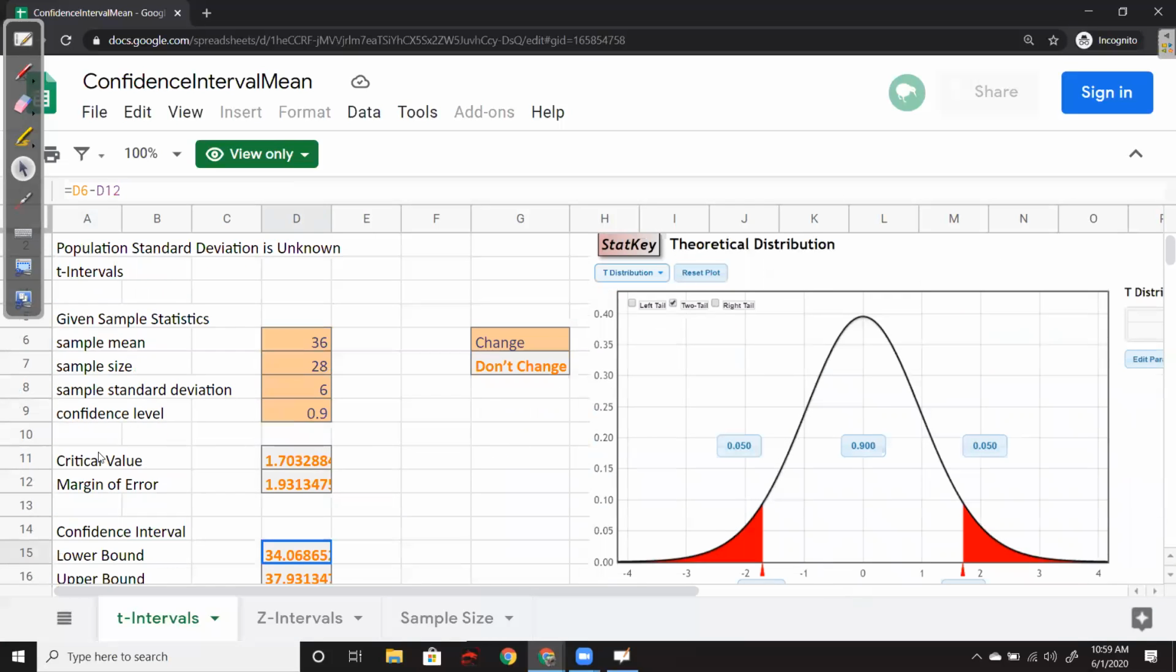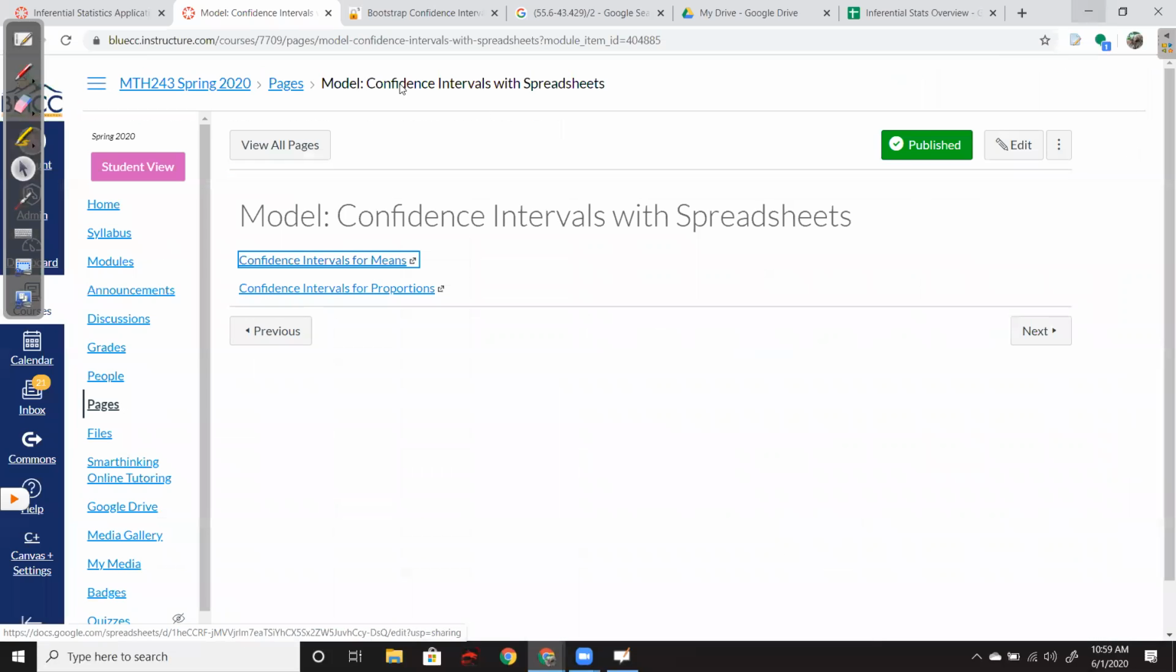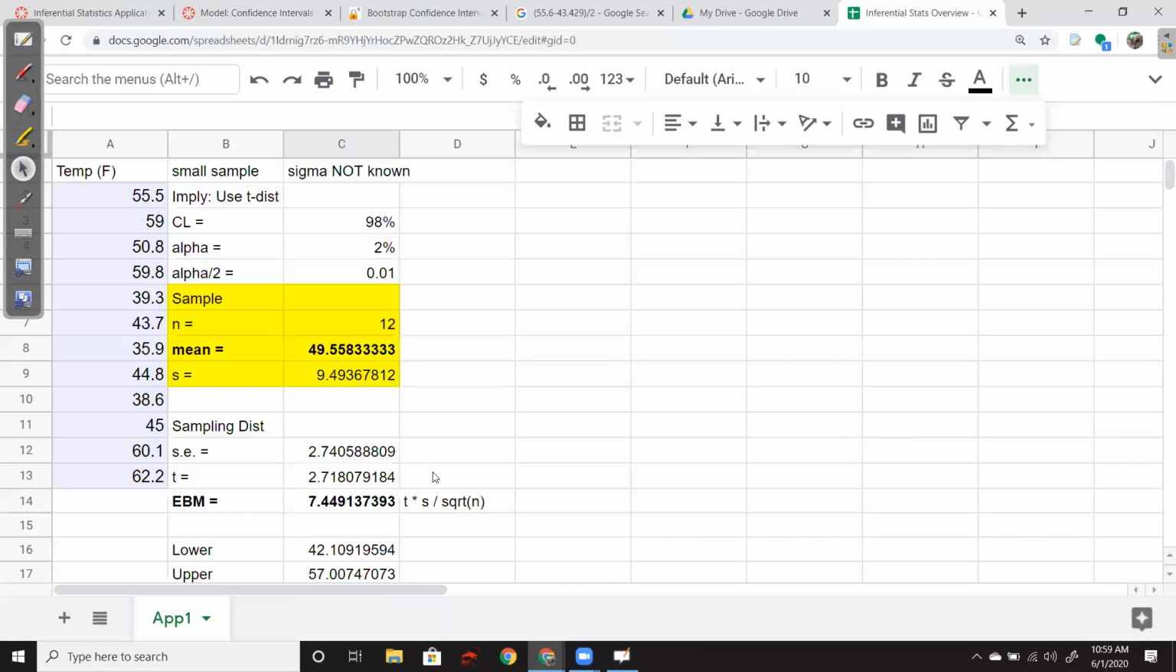So for example, it says this is a critical value here. That is what I called back here the t-score. So let's rename that: critical value is another name for that.